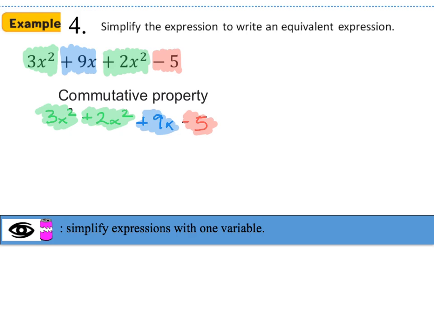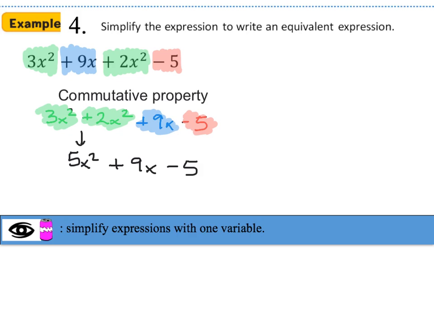So now that we've grouped all the like tiles together, let's go ahead and combine them. I can combine all the green tiles, or all the green terms. So 3x to the second power plus 2x to the second power becomes 5x to the second power.